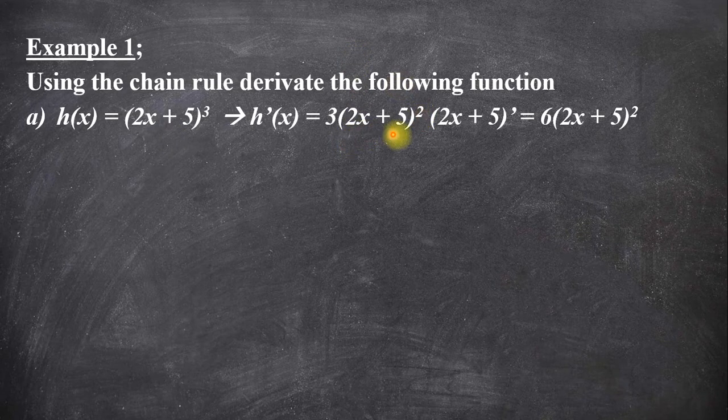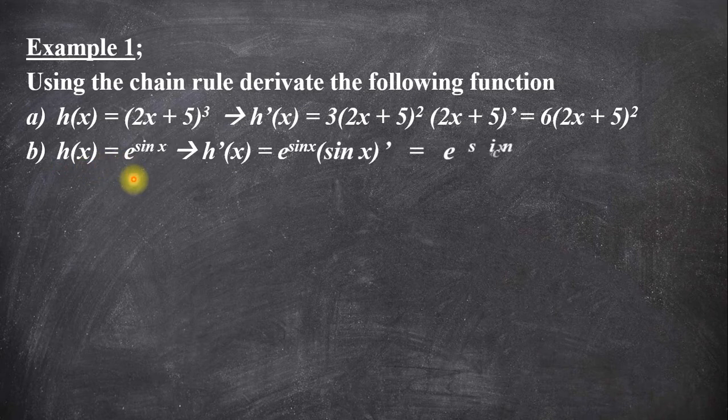So 3 into (2x plus 5) whole square times (2x plus 5) prime. The derivative of the inner part is 2, so 2 times 3 is 6. So 6 into (2x plus 5) the whole square will be the derivative of this function. It's very easy. Next, h of x equal to e power of sin x.